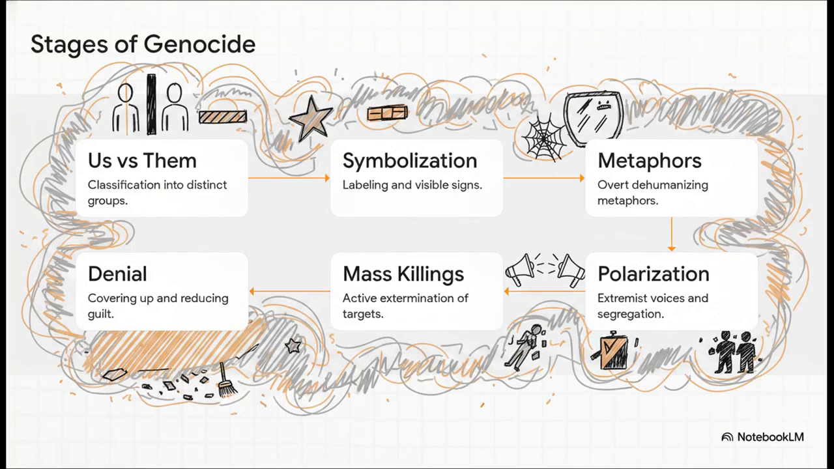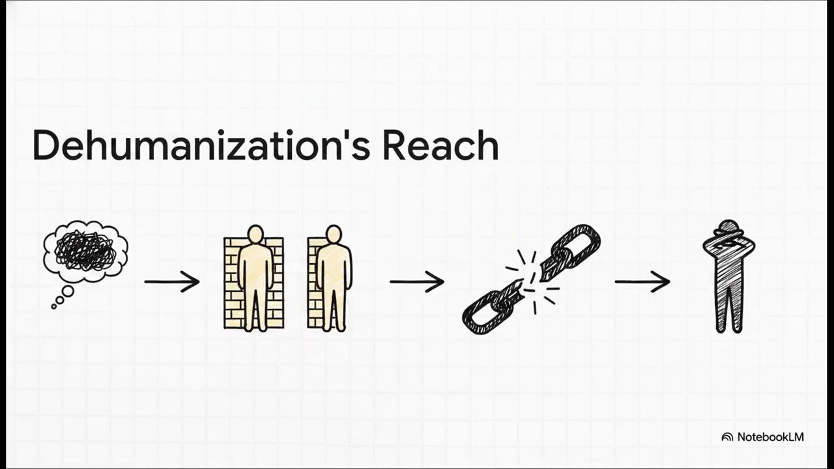You might be familiar with Gregory Stanton's classic model mapping the stages of genocide. Now, traditionally, dehumanization was placed squarely at stage 3, mainly seen as a tool of overt propaganda. But recent scientific evidence tells a much darker story. The mechanics of dehumanization don't just sit in one stage. They're actually the engine driving this entire process of escalation forward. It literally permeates every single stage.